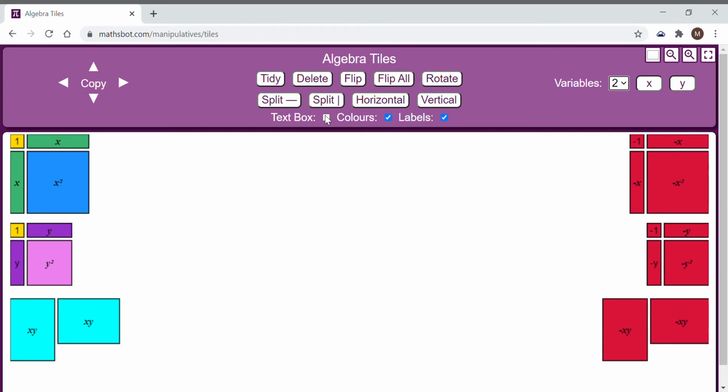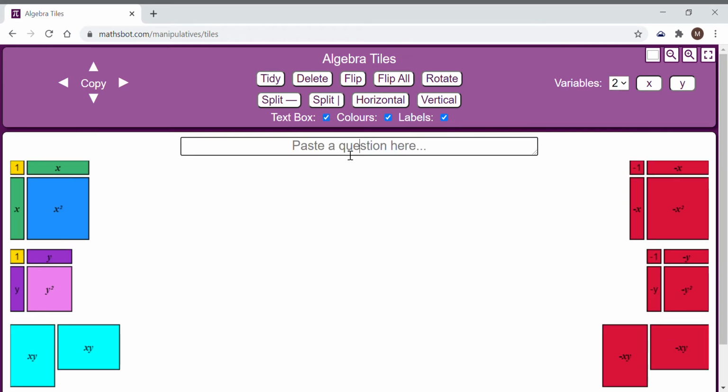Okay, and I'm going to click on text box so that I can type in the problem. The first problem we have is x plus 3 plus 5y plus 2x plus 1. We're going to build that. Notice how these are all positive variables and numbers, so we are going to use all the tiles on the left hand side since they're positive. All the tiles on the right hand side are negative.